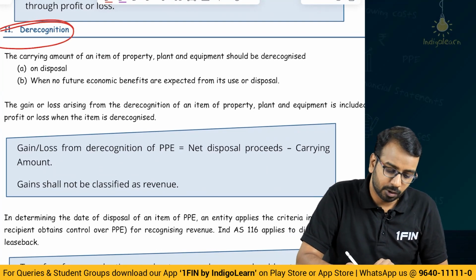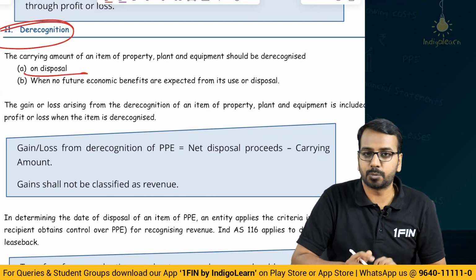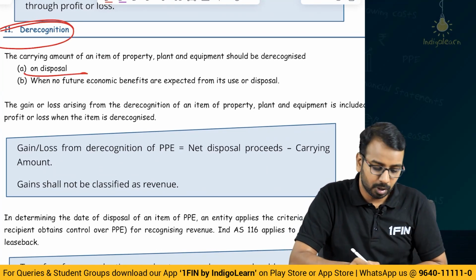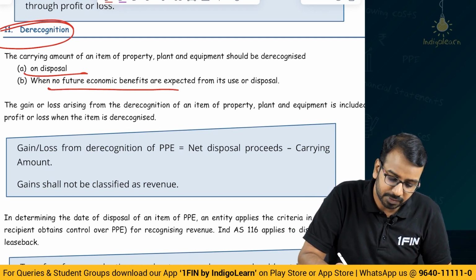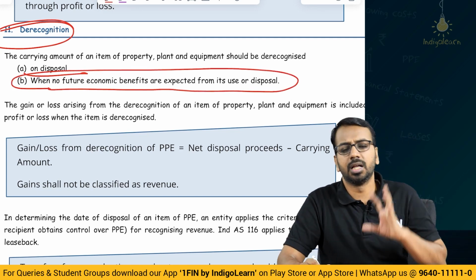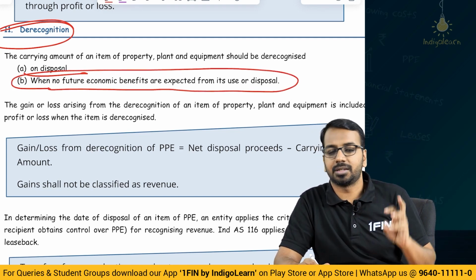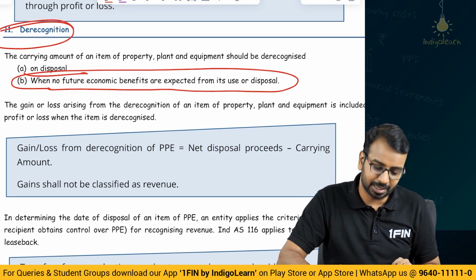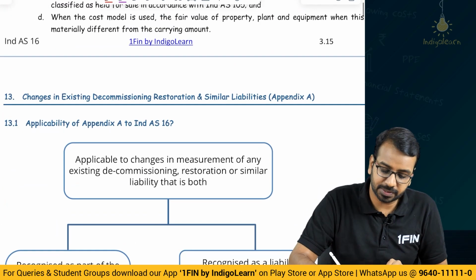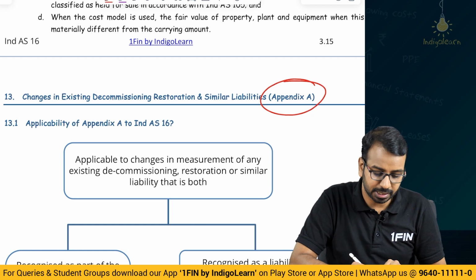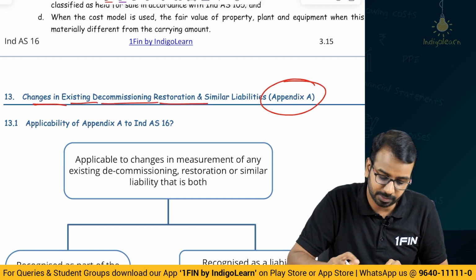When do we derecognize? When the asset is disposed, meaning we have sold, discarded, scrapped it, or when no future economic benefits are expected from its use or disposal. We will not get any future economic benefits, then in that case we will derecognize the asset. Then there is specific guidance in Appendix A related to changes in existing decommissioning, restoration and similar liabilities.